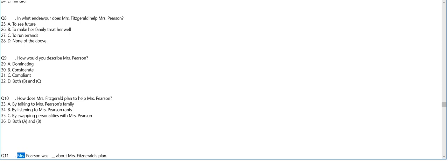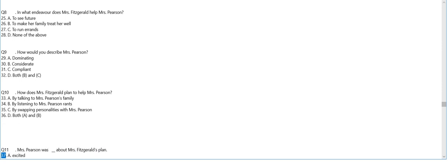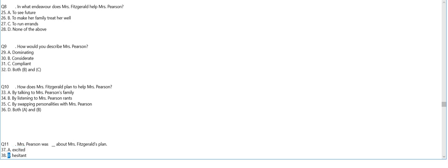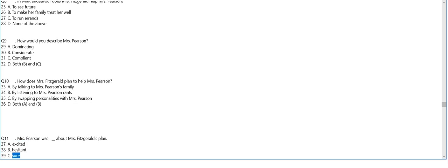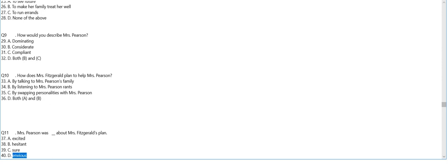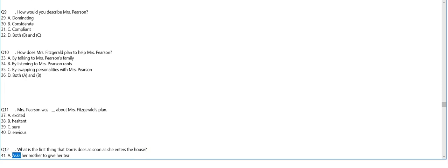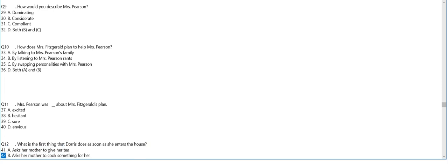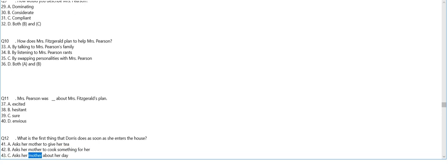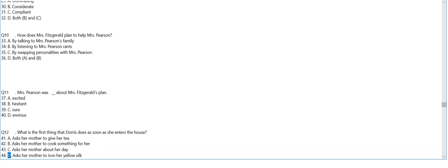Q11. Mrs. Pearson was blank about Mrs. Fitzgerald's plan. A. Excited. B. Hesitant. C. Sure. D. Envious. Q12. What is the first thing that Doris does as soon as she enters the house? A. Asks her mother to give her tea. B. Asks her mother to cook something for her. C. Asks her mother about her day. D. Asks her mother to iron her yellow silk.